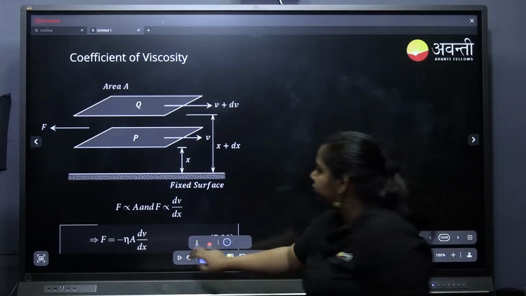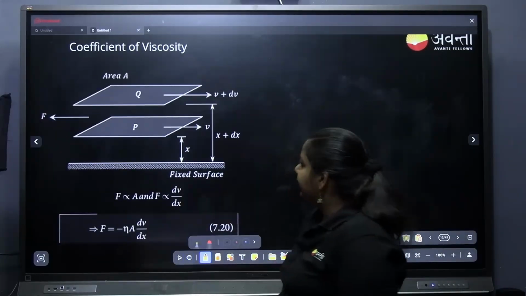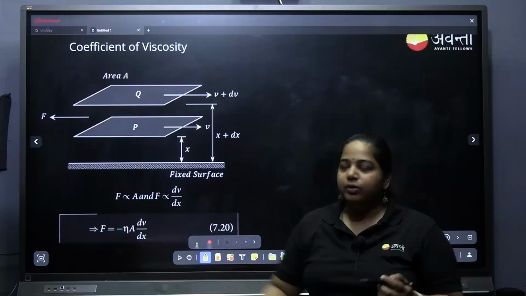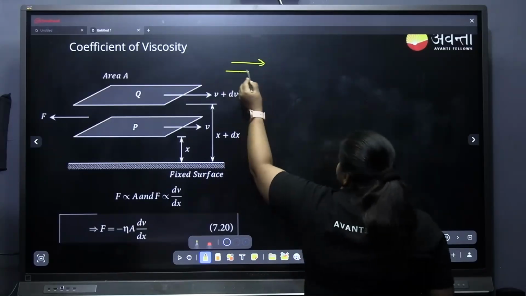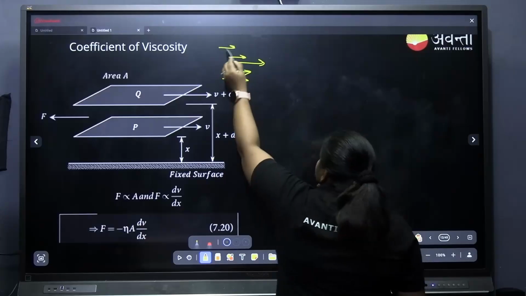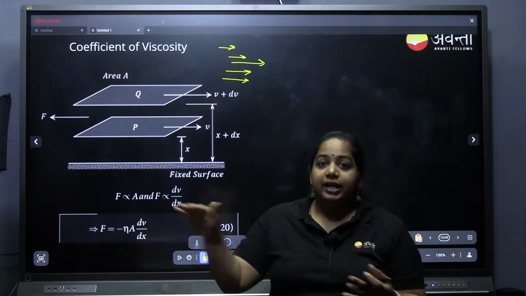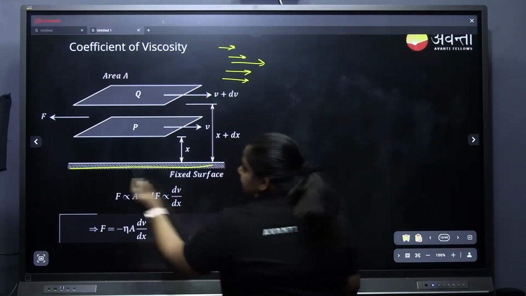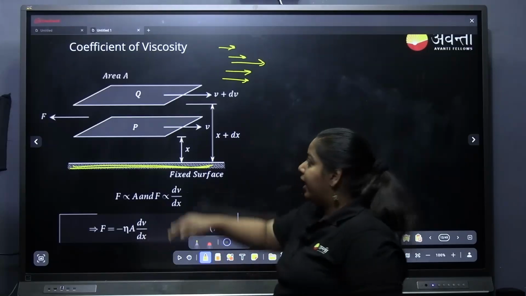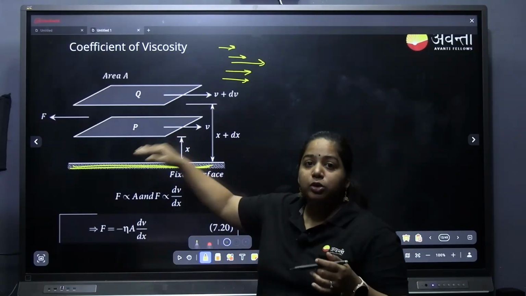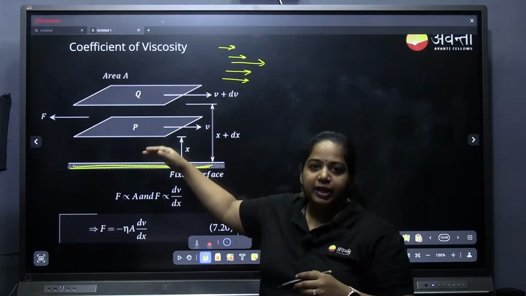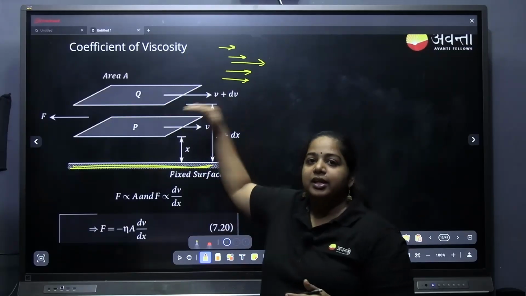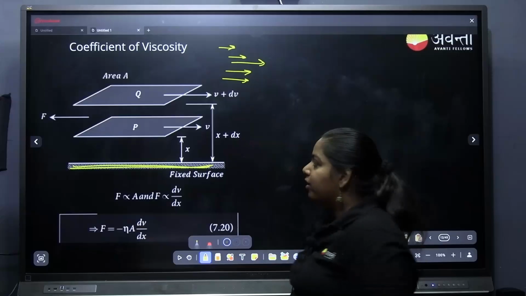That is coefficient of viscosity. If you are taking this, you know how fluids are flowing. In the previous slide we saw that it is shown like this, which means we consider layer by layer flow of fluids. Imagine this is the surface of the tube, and near to this the fluid will be slowest. Whichever layer is flowing next to this fixed surface will be slow, and as we move away from it, the speed of fluid will get faster.